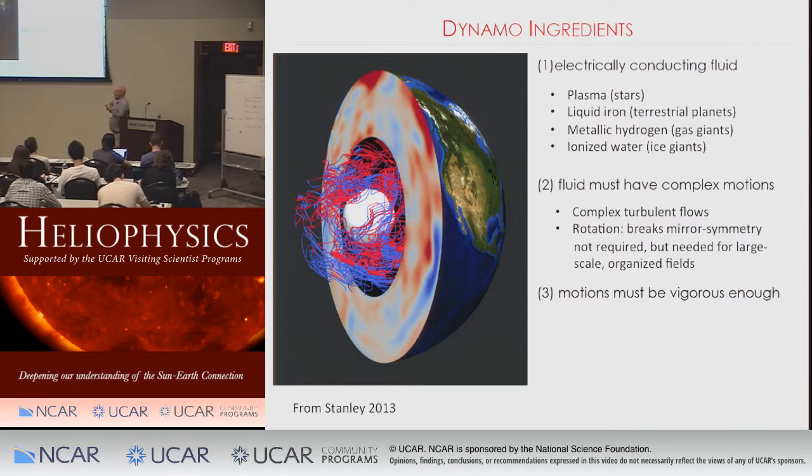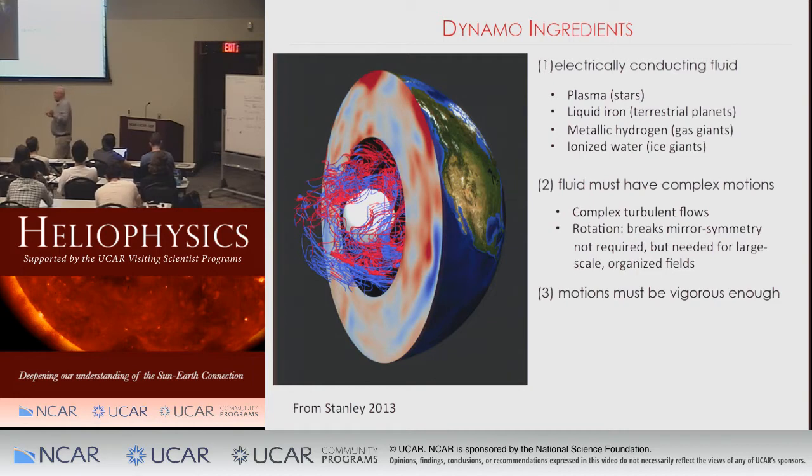The next thing is that fluid has to be in some kind of complex motion. Some complicated motion of the conductor underway. And in all of these cases, that complicated motion is what else? The fluid being stirred around in some complicated turbulent fashion.